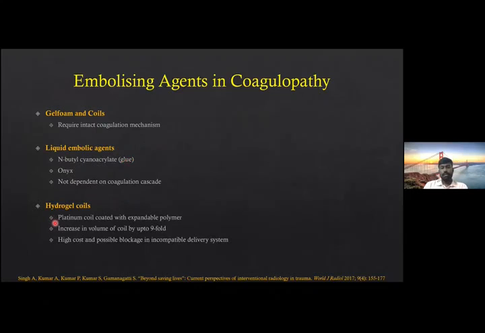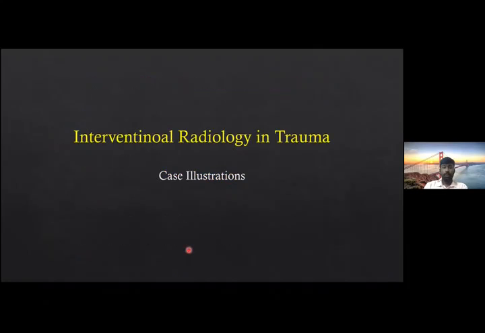Hydrogel coils are a recent addition. These are platinum coils coated with expandable polymers, and they increase in volume by up to 9-fold once deployed and when they come in contact with the surrounding fluid. However, they are costly, and there is a possible chance of blockage in incompatible delivery systems. So you will require a proper delivery system for these coils, which adds to the cost.